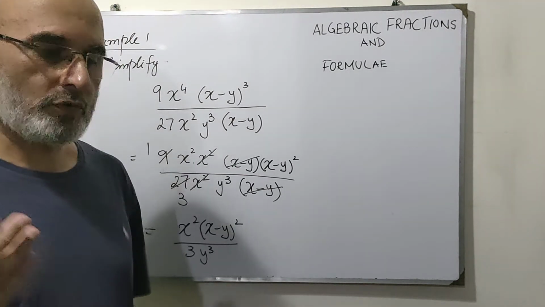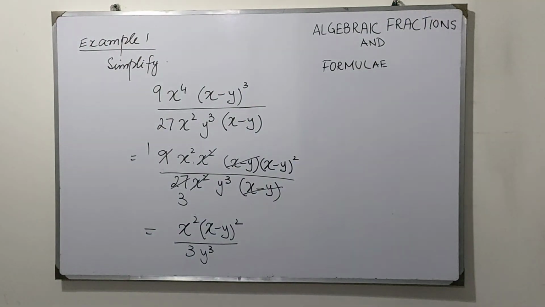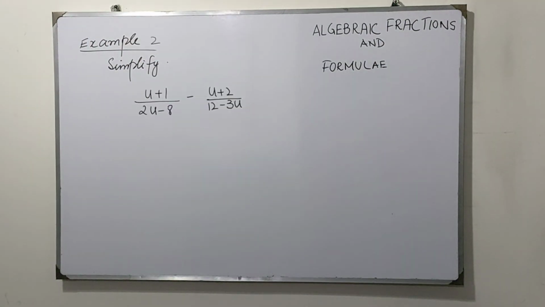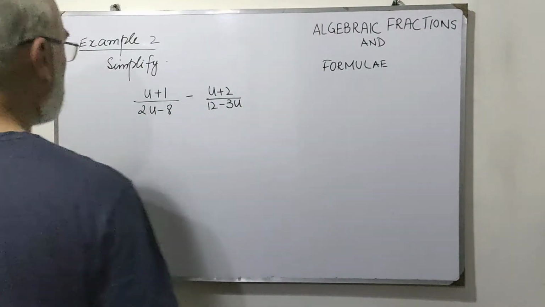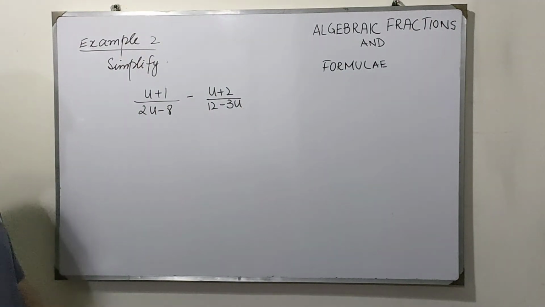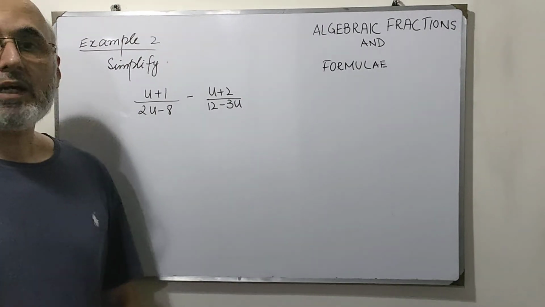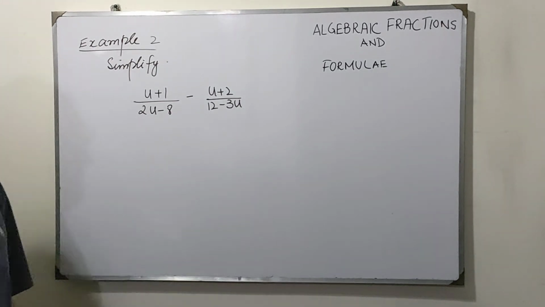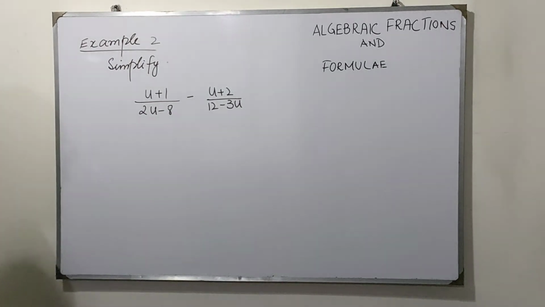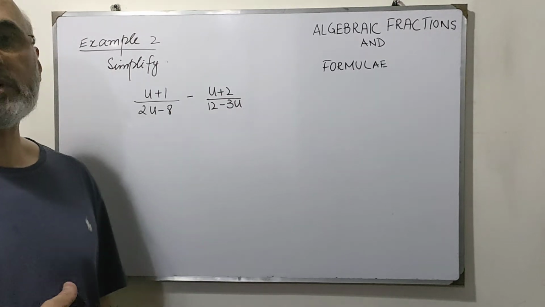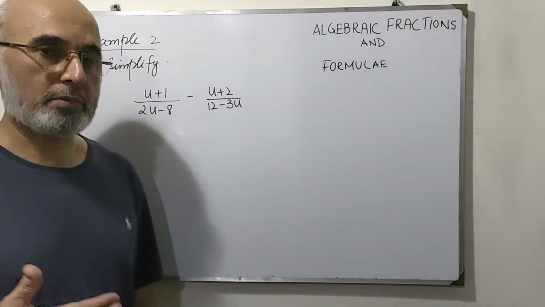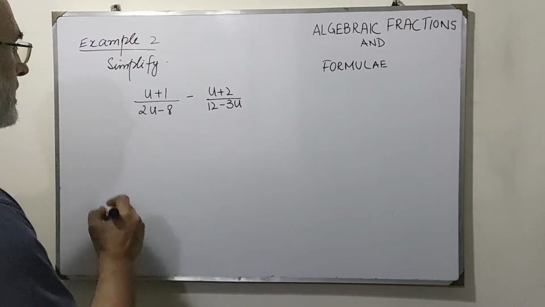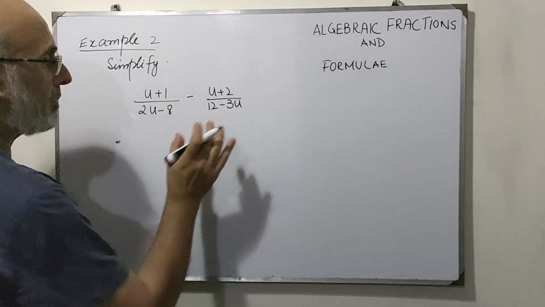So let's go for another example. We have our example number 2. We have here (u plus 1) divided by (2u minus 8), and then minus (u plus 2) divided by (12 minus 3u). So we have to simplify it. In this sort of problem, we know that we have to take the LCM, and by taking the LCM, it will be much easier to simplify. So to take the LCM, we need some common denominator.